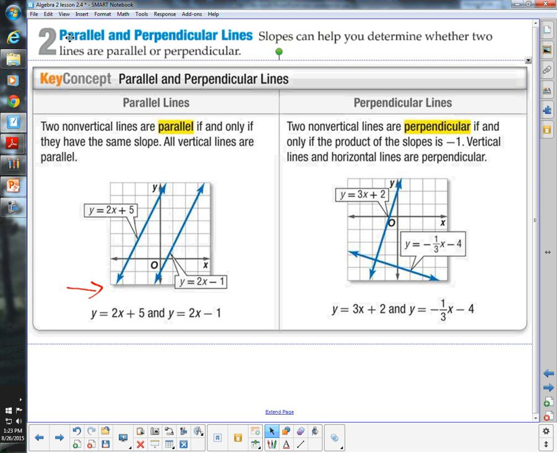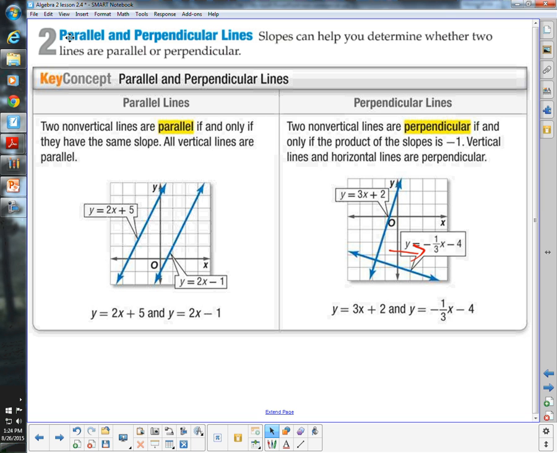Perpendicular lines. Remember, lines that meet at 90-degree angles such as that. This slope is 3. That one's negative 1/3. How are 3 and negative 1/3 related? They make a 90-degree angle. They're what we call opposite reciprocals. So it's 3 on top, 1 on the bottom. Oh, 1 on top, 3 on the bottom.